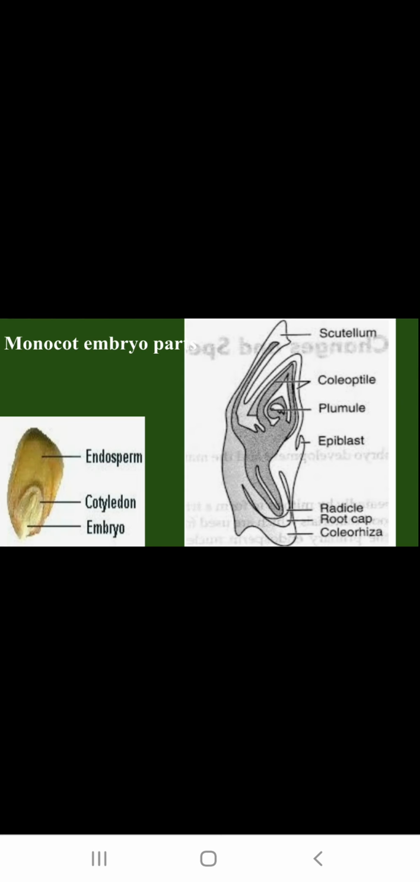Monocot embryo parts. The first picture shows maize. We can see the endosperm clearly in maize, and the second picture shows the structure where the cotyledon is placed towards the side. It is called a scutellum. Then we can see the plumule as well as a radicle, supported by structures like coleoptile and coleorhiza respectively.